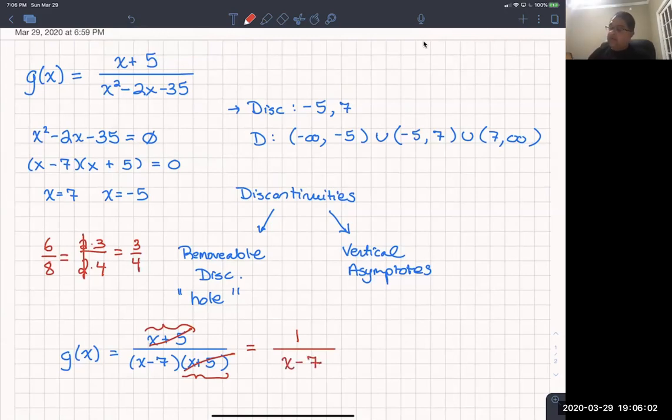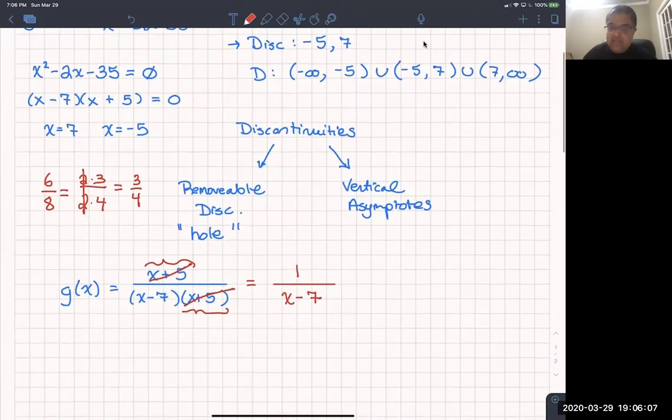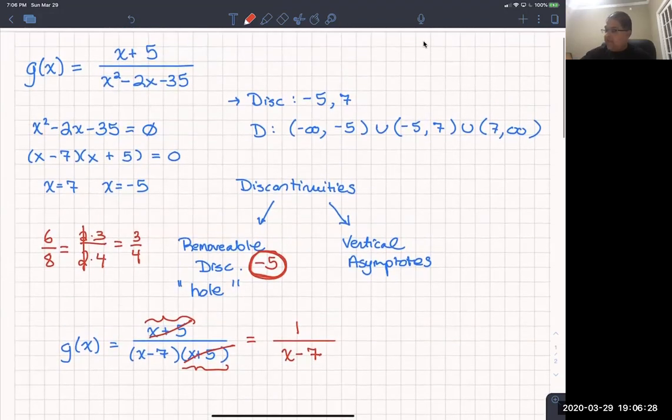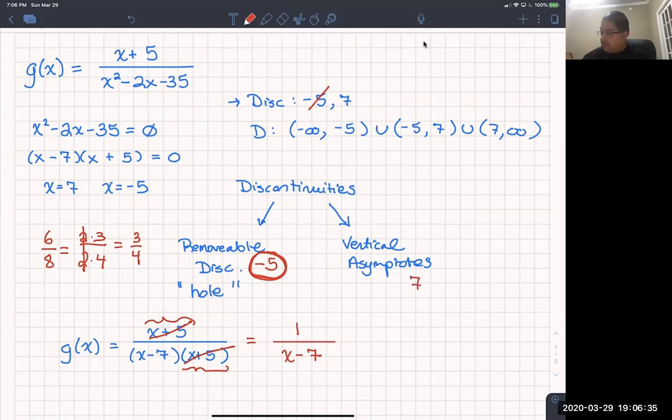Since x plus 5 can be removed, that means negative 5, where x plus 5 equals 0, becomes a removable discontinuity because I can factor out x plus 5. So negative 5 is a discontinuity, and since it is a removable discontinuity, it's a hole. That means it goes to that collection of holes. And that means 7 must be a vertical asymptote. Okay, vertical asymptote.